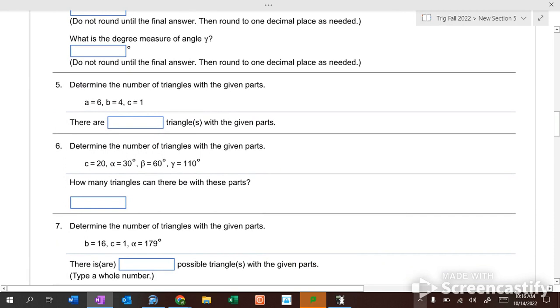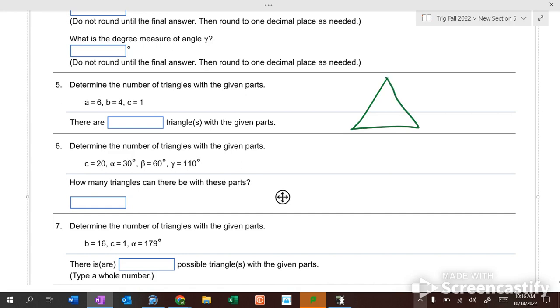And then it says, determine the number of triangles with the given parts. So you have a side of 6, a side of 4, and a side of 1. Okay? How many triangles can have those parts? Well, if it's side, side, side, how many triangles can be 6, 4, and 1? Well, there's just 1. Because it's side, side, side. Okay?